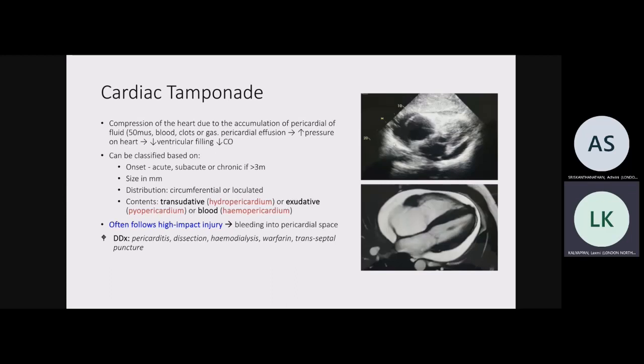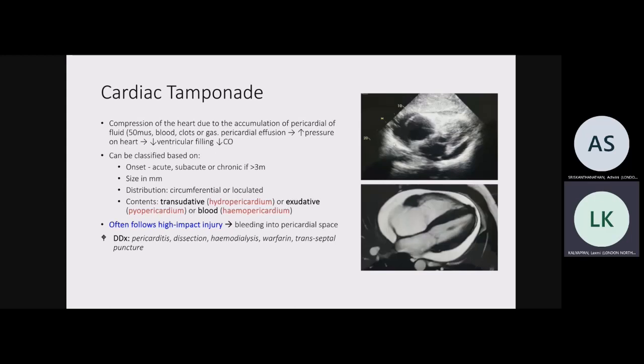It can be classified in multiple ways, so the distribution of the fluid in the pericardial sac, or the size of the pericardial effusion, for example, or the onset. Because cardiac tamponade, contrary to what you may think, because in my head I always think it's quite an acute scenario, can actually be subacute or even chronic, occurring over 3 months or so.